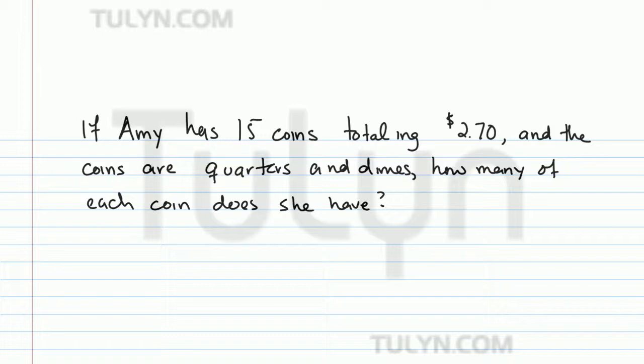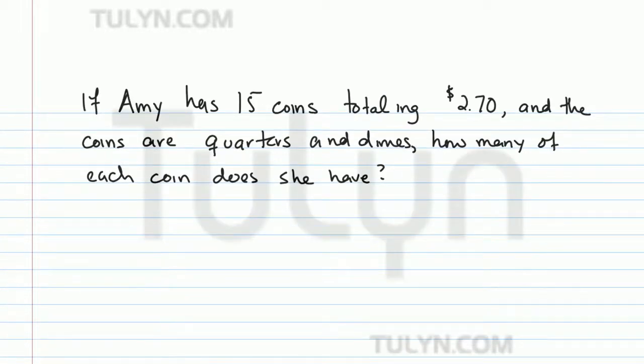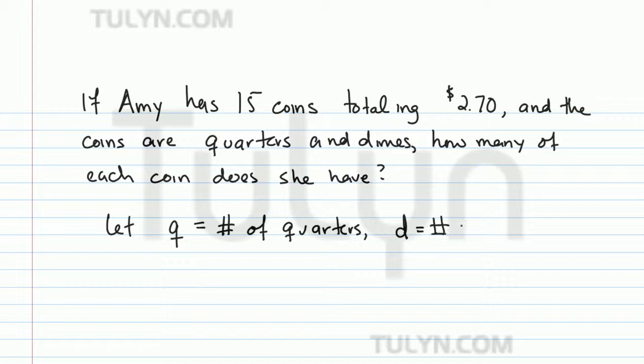So the first thing we should do is label our variables. We're talking only about quarters and dimes. So I want to say let Q be the number of quarters, which is one of the things we're trying to find. And then the other thing we're trying to find is D, which I'm going to say is the number of dimes.